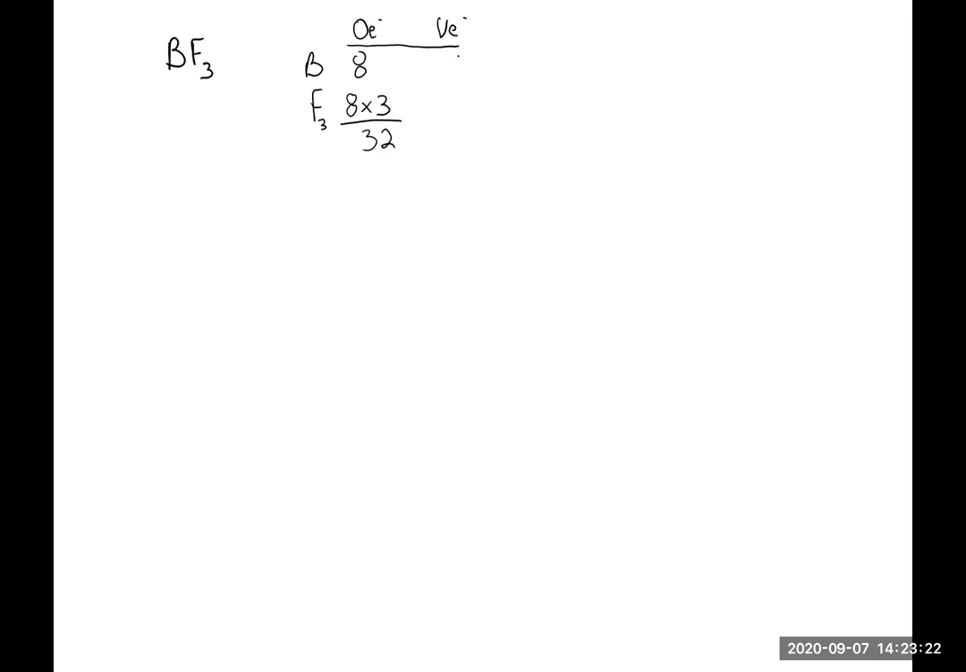Now the valence of boron is 3. And the valence of fluorine, being in group, column, or family 7A, is 7. And we have 3 of them. So that gives us a total of 24. We take the difference between 32 and 24, and that gives us 8. We divide that by 2 electrons because there's 2 electrons per bond, and that gives us a total of 4 bonds. Okay, so we go to draw the structure.